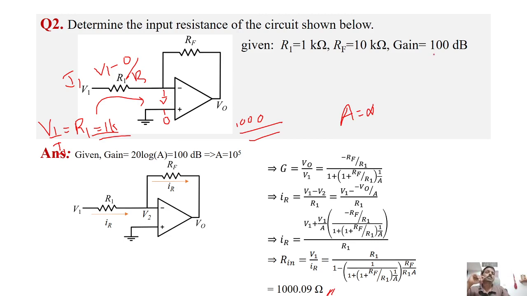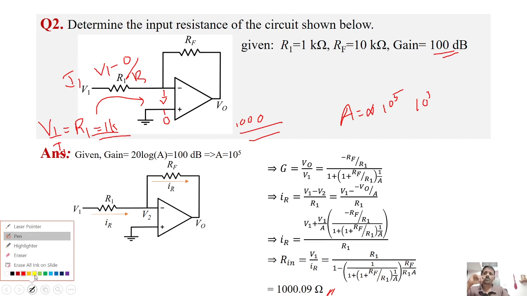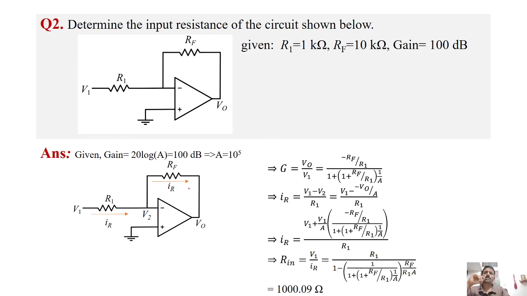If the gain is less, like this is 100 dB, that's the reason, that is A equal to 10 power 5, it is huge. If it were 10 power 3, the resistance would be more, so there would be a difference in the resistance. That's how we will find the input resistance. Okay, I think it's clear. We'll go to the third question. I think the first and second questions are related and pretty much straightforward.